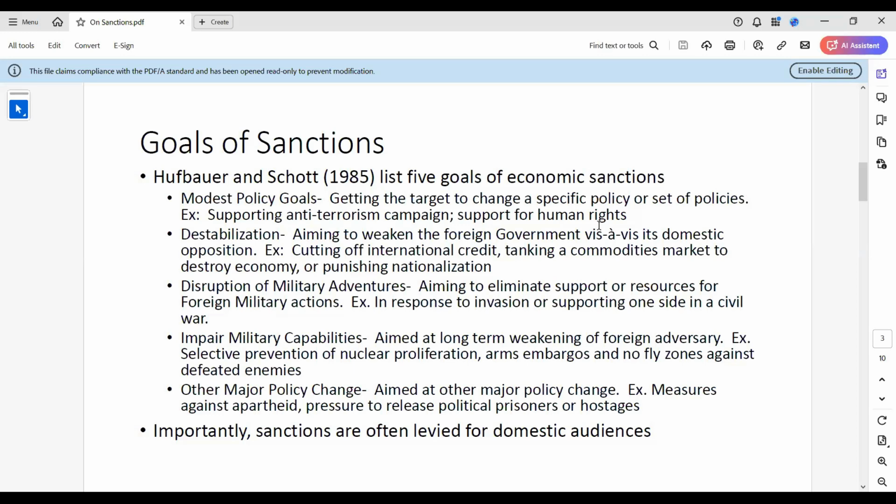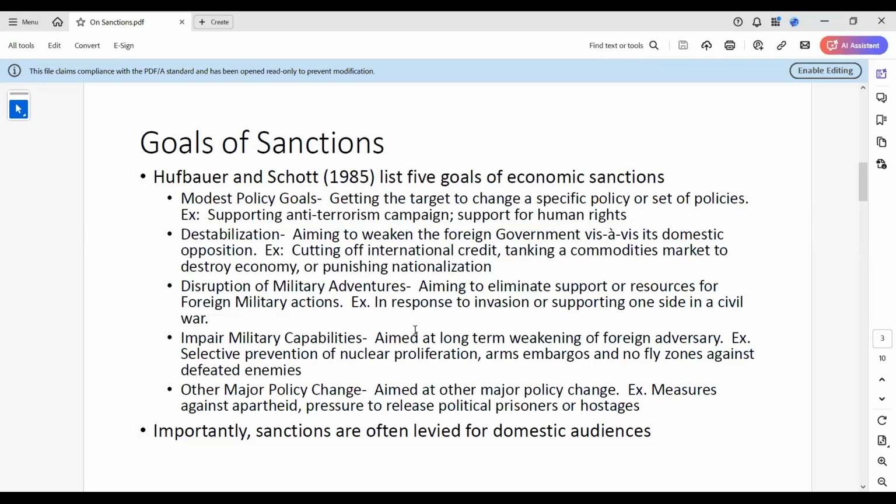And at the same time, they were cutting off credit from international lending agencies to Bolivia to deny them the ability to get any money to address any of those problems or try to help the people. So the whole goal was to overthrow the government of Bolivia. And finally, punishing nationalization will be part of destabilization as well.